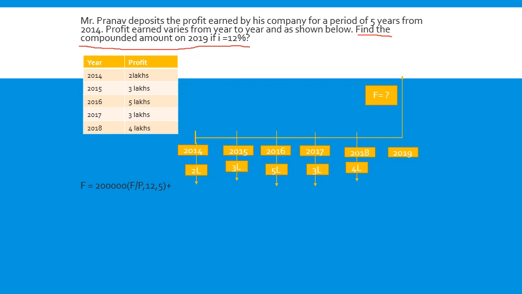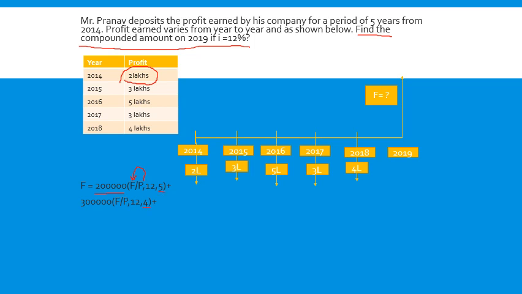So first step is F is equal to, first let us convert this 2 lakh into F. How do we convert this 2 lakh into F? 2 lakh multiplied by F by P. That means P is being converted into F. F by P comma, what is I? I is equal to 12 comma 5. Okay. Next, have to convert this 3 lakh. 3 lakh is equal to 3 lakh multiplied by F by P comma 12 comma 4. Why this 5? Why this 4?